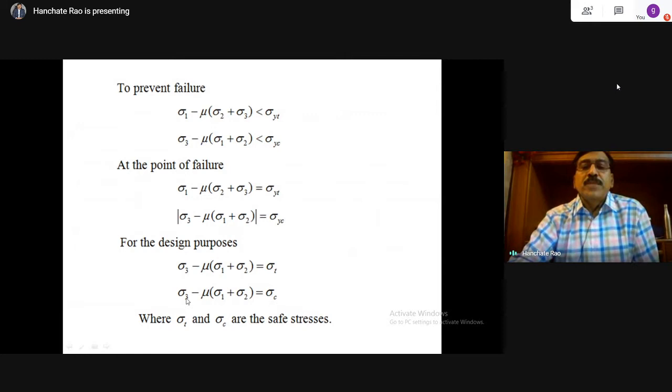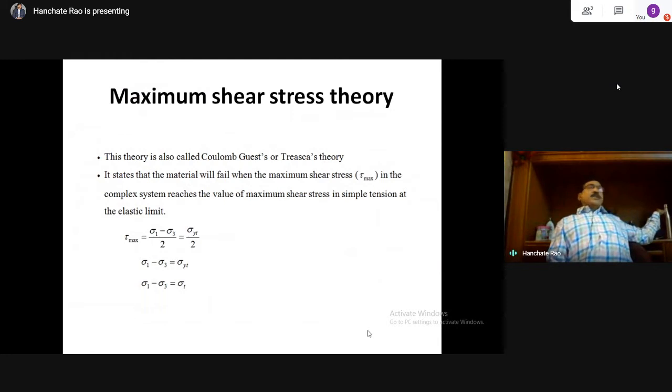So sigma 1 minus mu times (sigma 2 plus sigma 3) should be equal to the permissible stress in tension. Sigma 3 minus mu times (sigma 1 plus sigma 2) is equal to the permissible stress in compression. So these are the yield stresses. If we divide them by factor of safety, we get the permissible stresses. Now, the maximum shear stress theory.